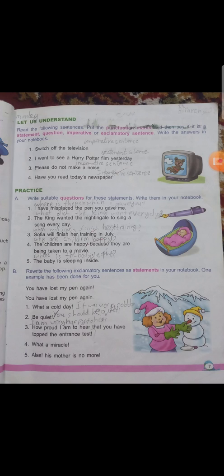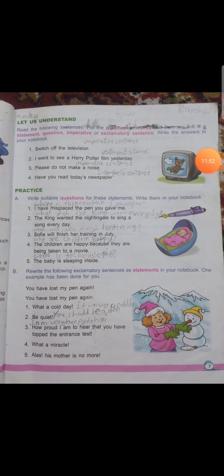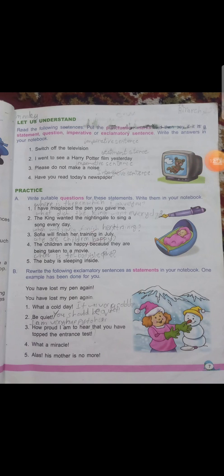So moving towards the next question, part B. Rewrite the following exclamatory sentences as statements in your notebooks. One example has been done for you. Okay, these are the statements. These are basically exclamatory sentences, and the question is that you have to convert these sentences into simple statement sentences. Okay, I'm just mentioning the answer here.